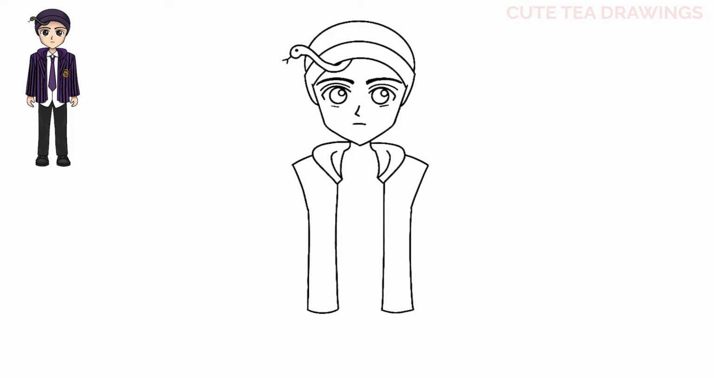Next, let's draw the inside layer of the hoodie. From the inside corner of the hood, let's draw lines down on both sides inside here. And then a curve at the bottom to close it off. Now let's move inside and add the dress shirt. At the top under the neck, let's draw a V shape. Then curves down on both sides.